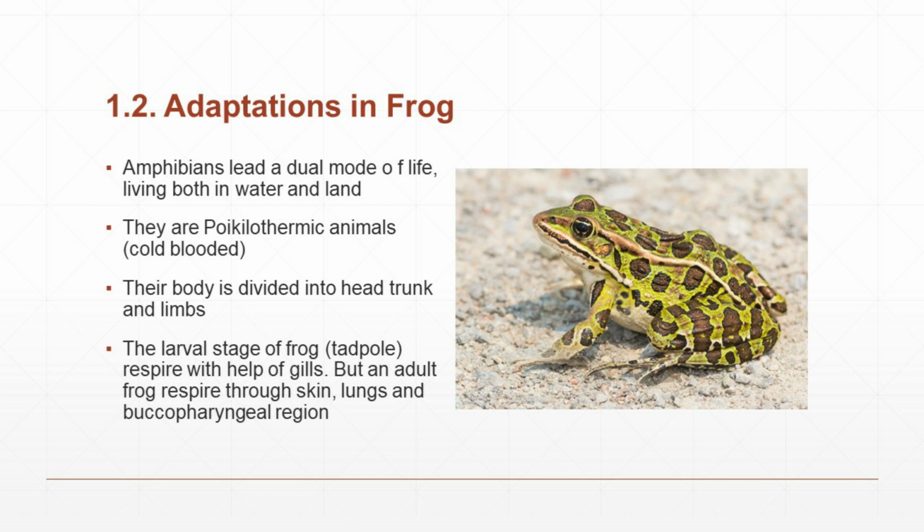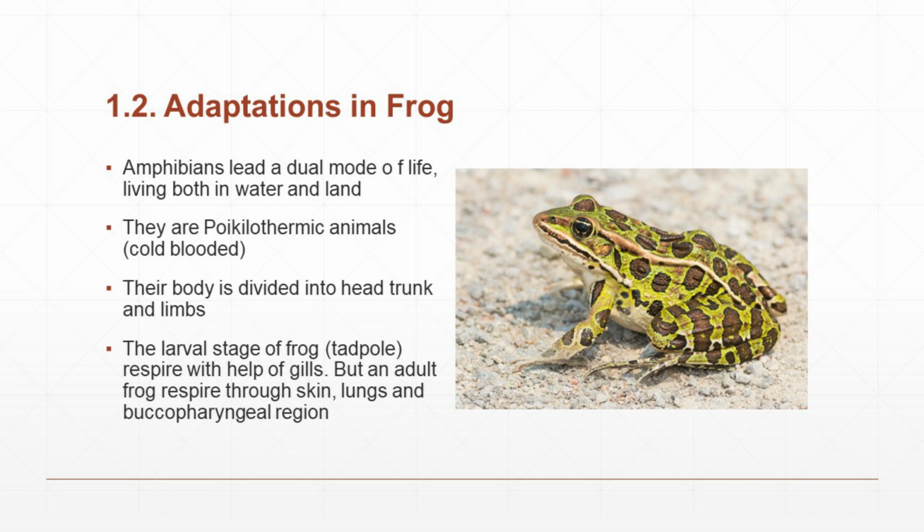They are cold-blooded animals, that is, poikilothermic animals. Poikilothermic means body temperature varies with the surrounding air or water temperature. Body temperature is at one temperature, the surrounding is at another. That is why they are called poikilothermic animals. The body is divided into head and trunk, with limbs, 2 pairs of limbs, forelimbs and hind limbs.